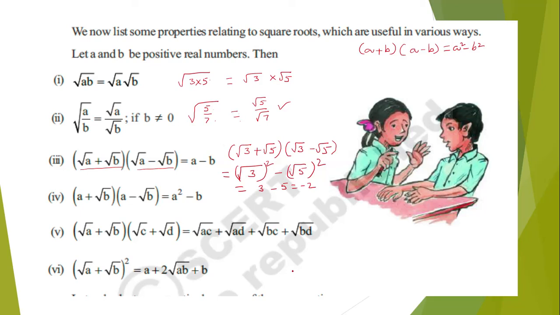That means, when there is a need in solving problems, root a plus root b into root a minus root b is written as the product of these two, which gives us a minus b, like 3 minus 5. Okay. Now we move to the fourth one, a plus root b into a minus root b.